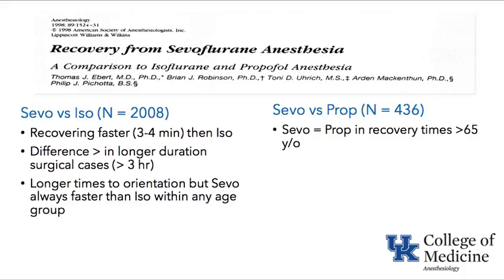When recovery from sevoflurane was compared to isoflurane and sevoflurane versus the gold standard of propofol, recovery was faster in sevo versus iso. Remember, its blood gas solubility is less, sevo than iso, and you'd expect awakening times a little bit quicker. And the difference became greater when there were longer duration surgical cases and a longer time to orientation, but sevo always was a little bit faster than iso within any age group. When you compared sevo versus propofol, recovery times were equal between the two in elderly patients.